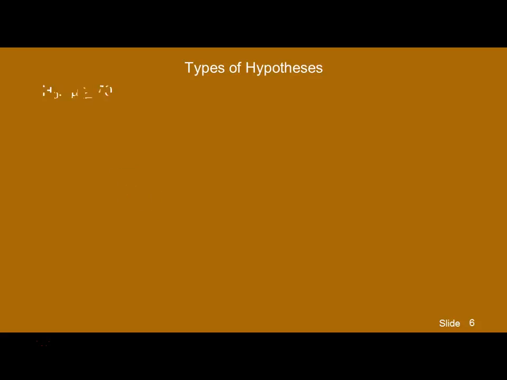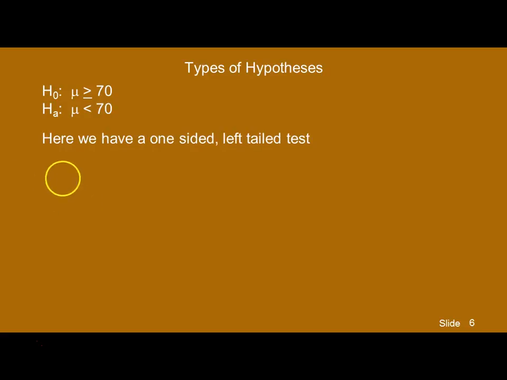Let's take a look at these a little bit more specifically. Let's take a look at this first set of hypotheses. The null says the mean is greater than or equal to 70. The alternative says the mean is less than 70. This is sometimes called a one-sided test, and it's going to be what we call a left-tailed test, or I sometimes call it left-sided. Think of the left-tailed as because of this less than sign in the alternative. Think of that less than sign like an arrow pointing to the left.